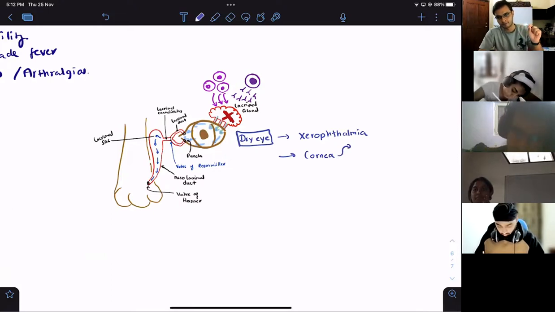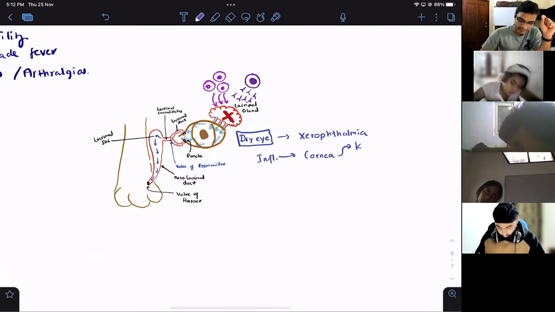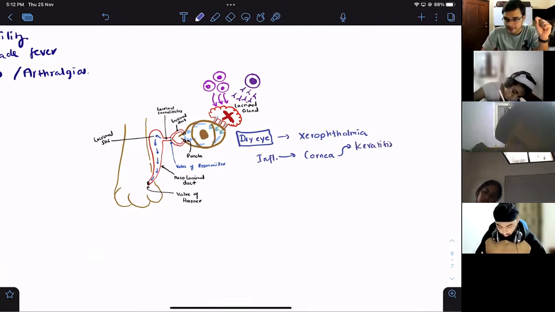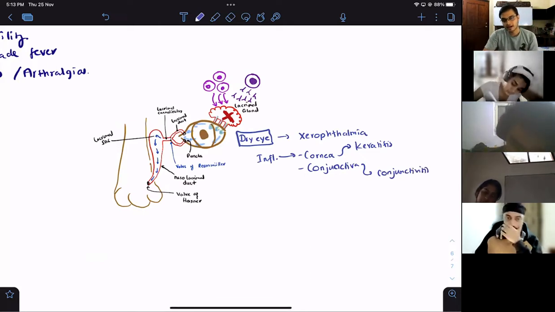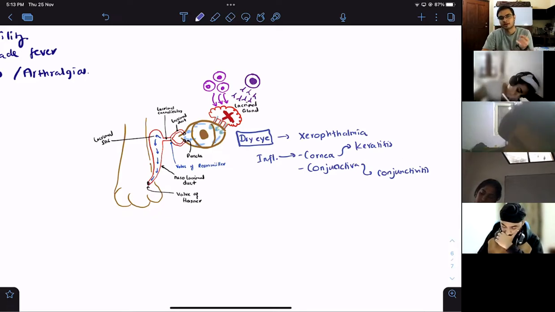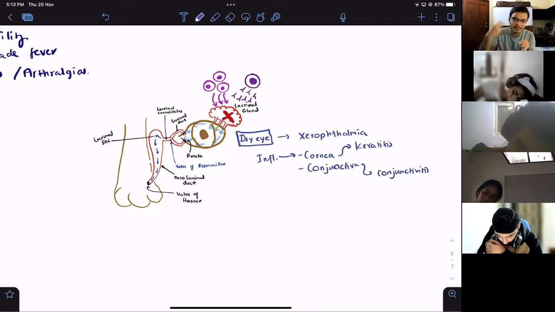What is the special word? Keratitis. There can also be inflammation of the conjunctiva. What do we call that? Conjunctivitis. Now, in these patients who have Sjogren's, we commonly see the dry eye and the resulting inflammation of the cornea and conjunctiva.